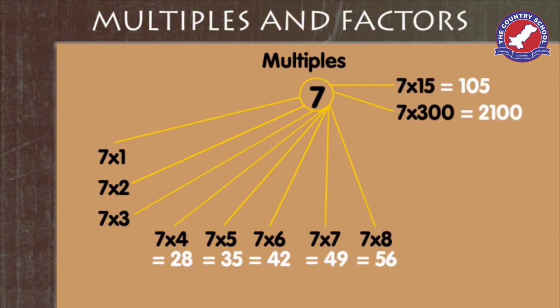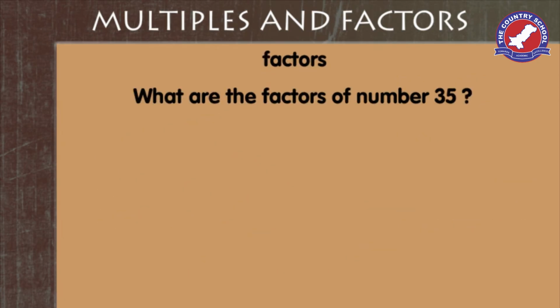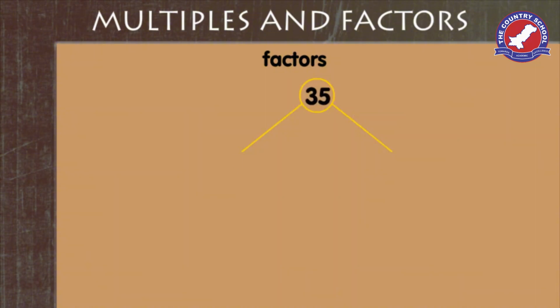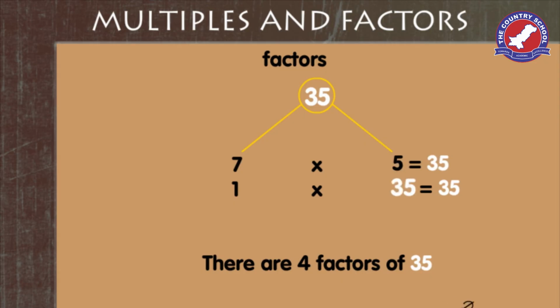105, 2100 and 0 are all multiples of 7. Thus, what you get on multiplying 7 with any number is a multiple of 7. Let's look at factors. What are factors of a number? Say 35. 7 into 5 makes 35 and 1 into 35 is also 35. Thus, there are 4 factors of 35.